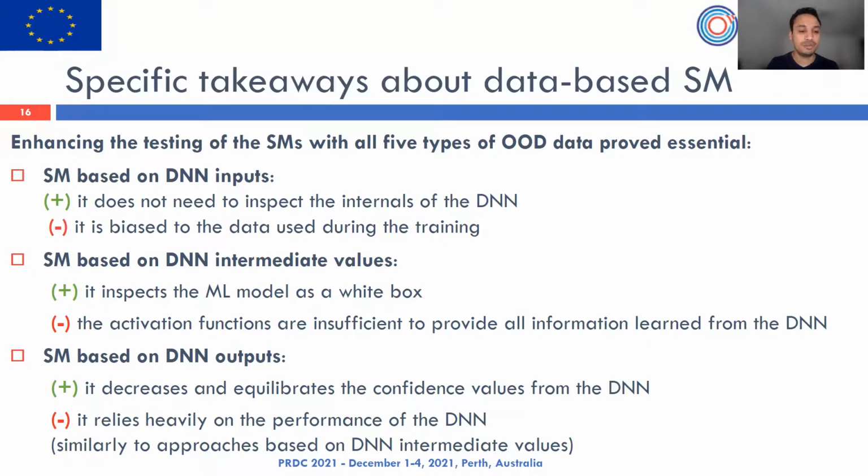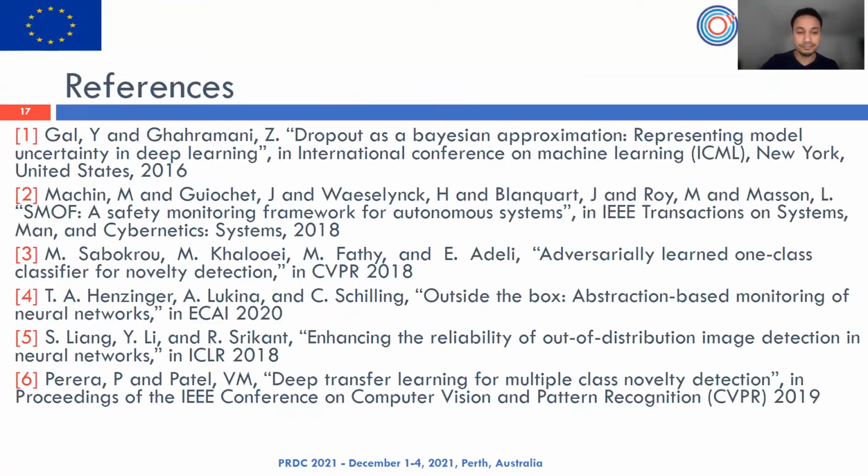And you have the safety monitor based on DNN outputs. That is interesting because you can rescale the confidence values of the DNN. So you don't need to look at the DNN internals, but again, it relies a lot on the performance of the DNN. If the DNN does not have a good performance over this OOD data, it means that you are rescaling confidence values of something that's not giving you a good answer already.